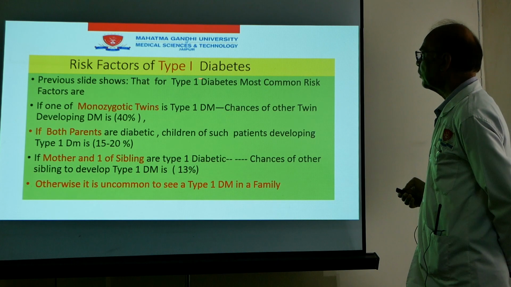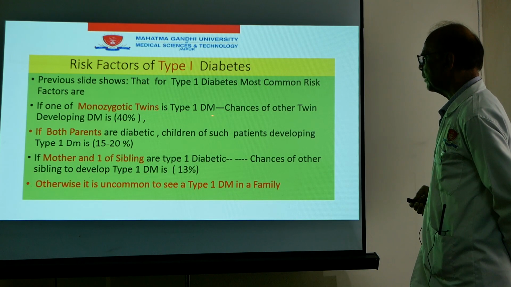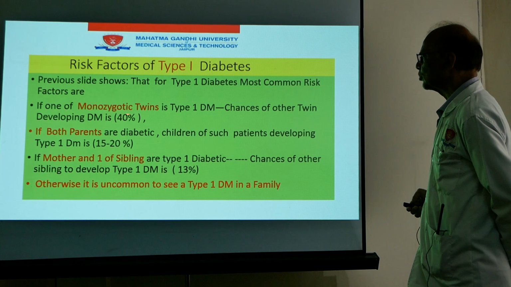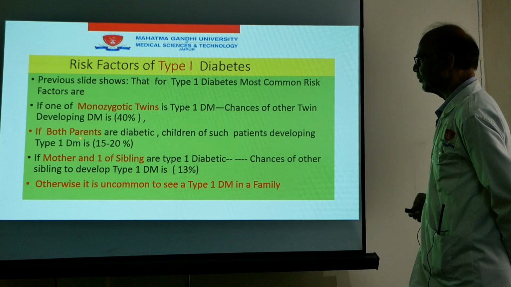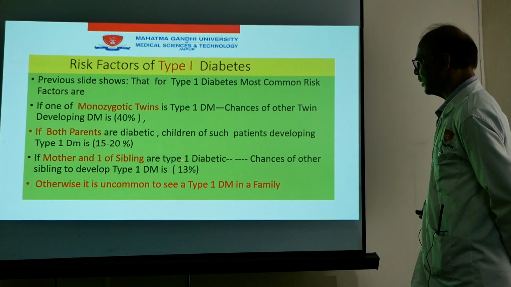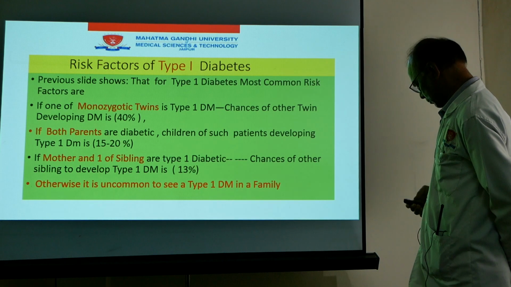So risk factors of type 1 diabetes, we already discussed. If one of the monozygotic twins has diabetes mellitus type 1, the chance is 40% that the other twin will also develop diabetes mellitus type 1. If both parents are diabetic, then the chances are 15 to 20%. If mother and one sibling are diabetic, the chance that another sibling will develop diabetes is 13%.